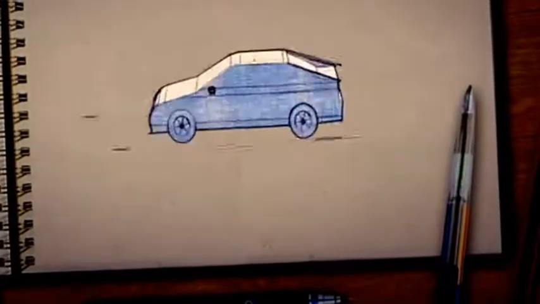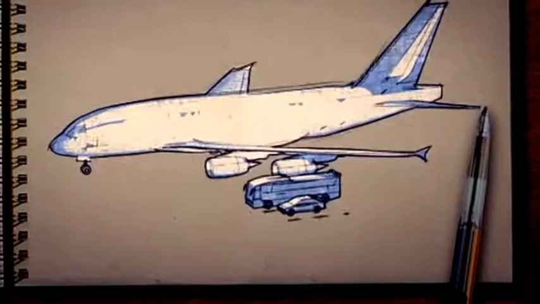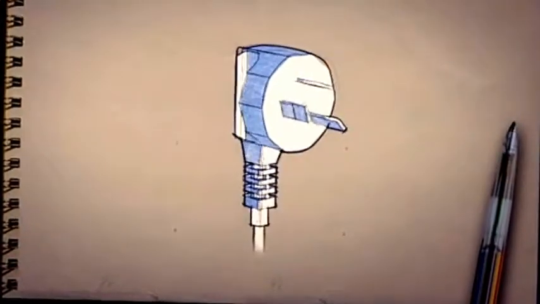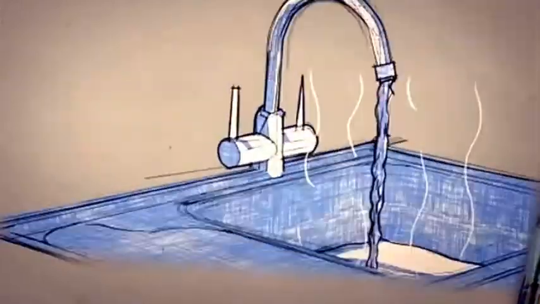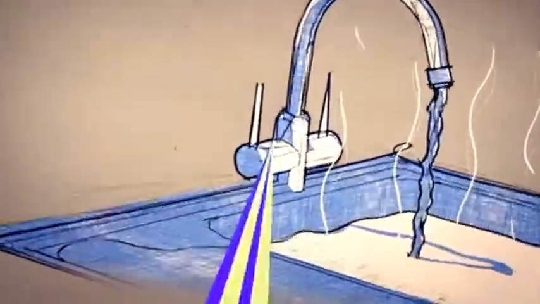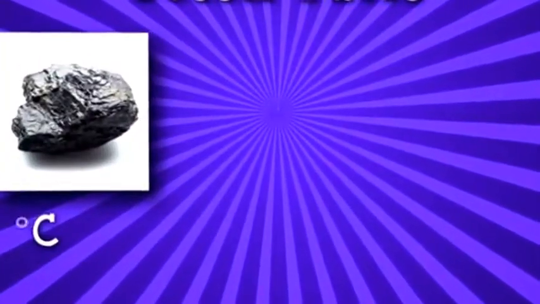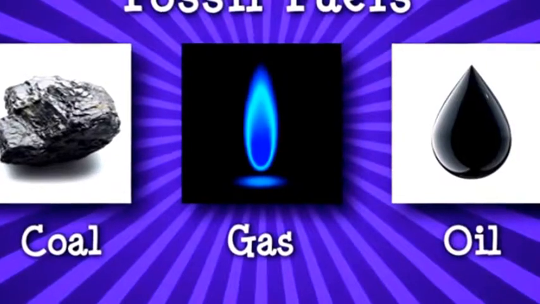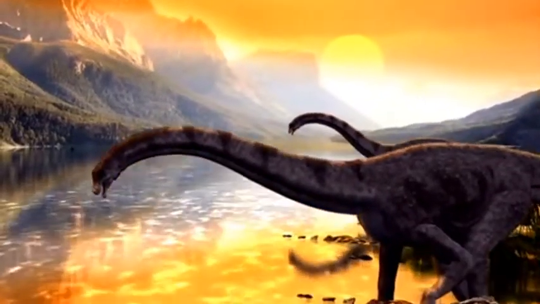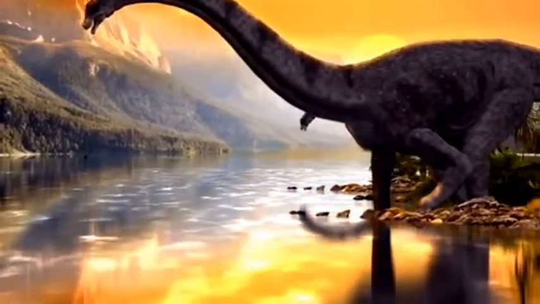What drives our cars, buses and planes, powers our electricity, and allows us to cook our food and heat our water? Most of today's energy needs are met by fossil fuels like coal, oil and gas. These unique, high-energy fuels are non-renewable resources that took millions of years to form.